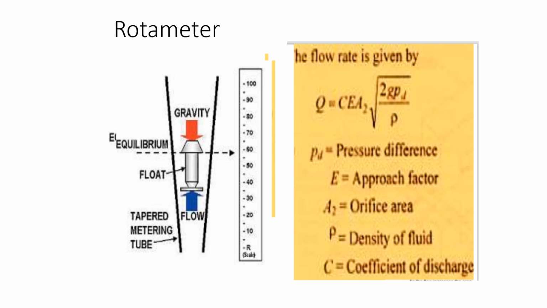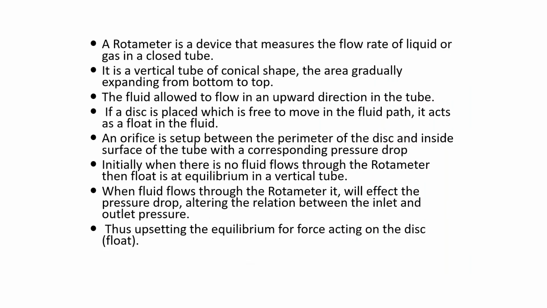The fluid will move the float up against the gravitational force, and at one state it will be stable. That measurement will give you the equilibrium. That can be measured, and we can calculate the flow rate by using the formula Q = CA square root of 2gΔP divided by density. This is the rotameter.